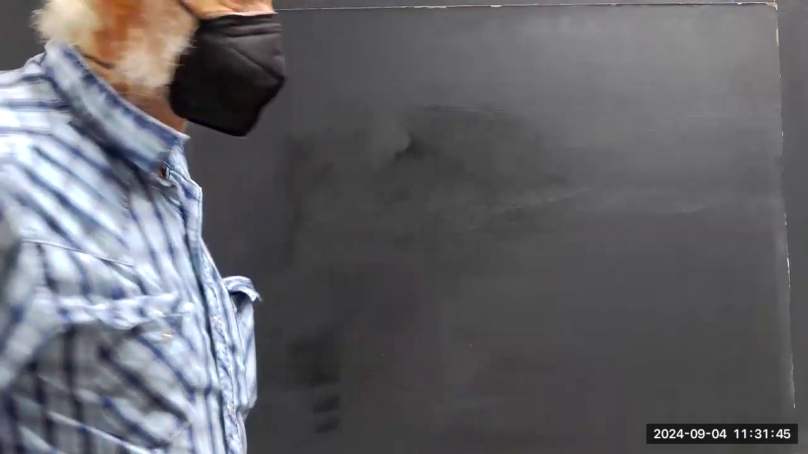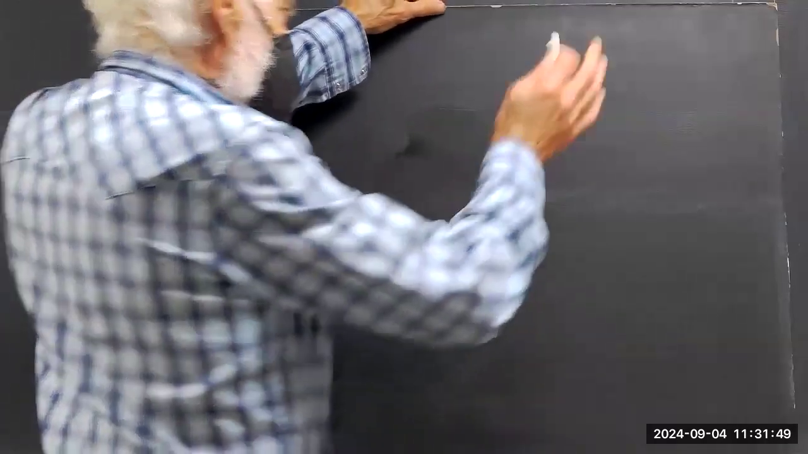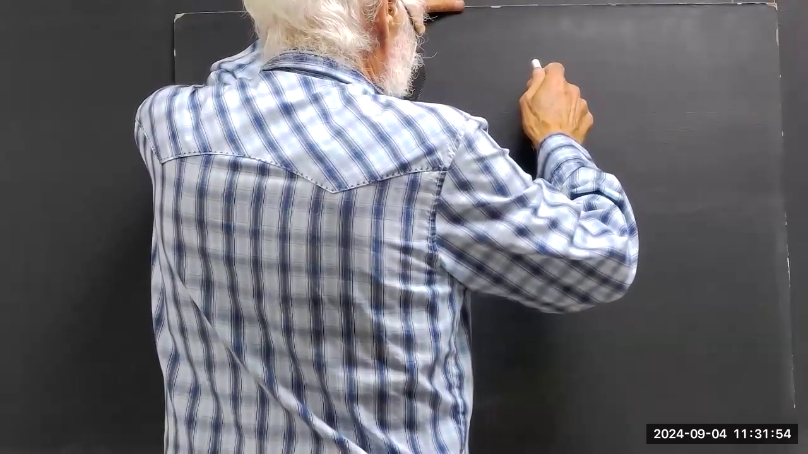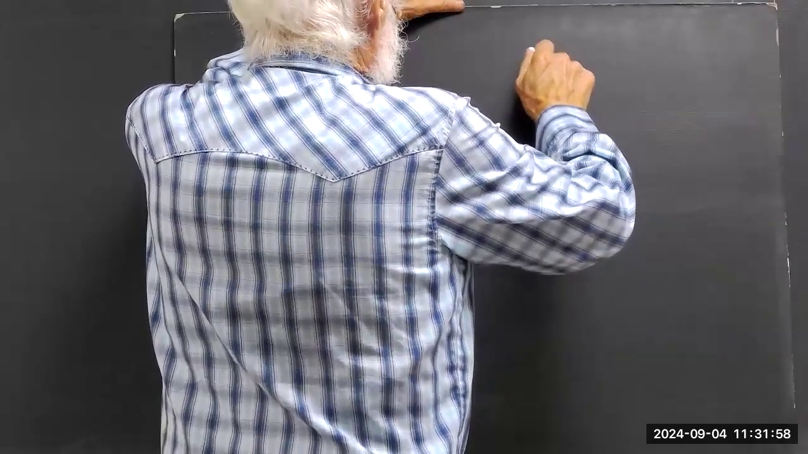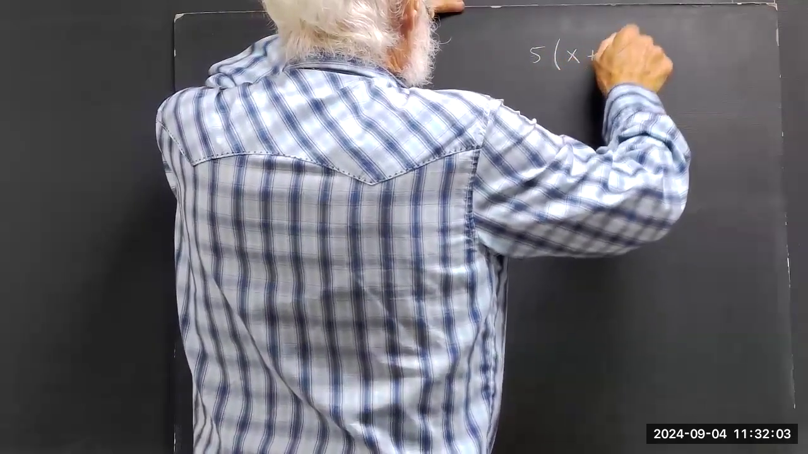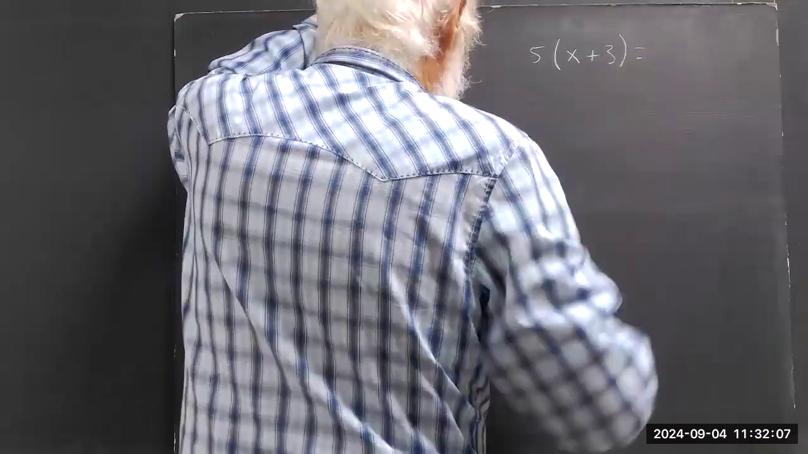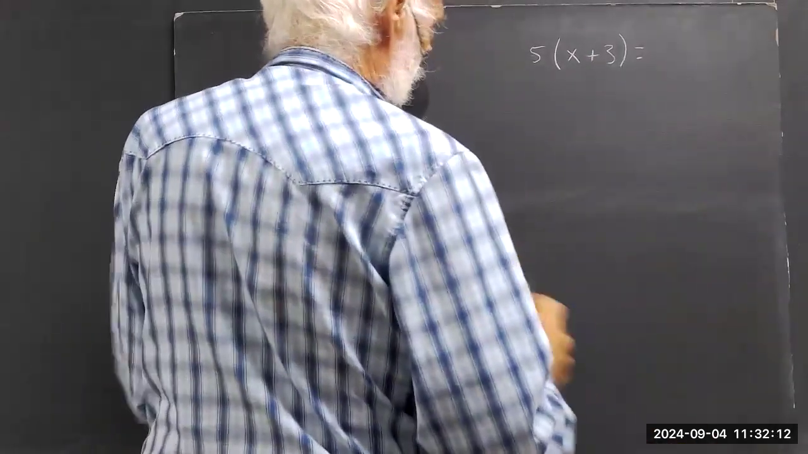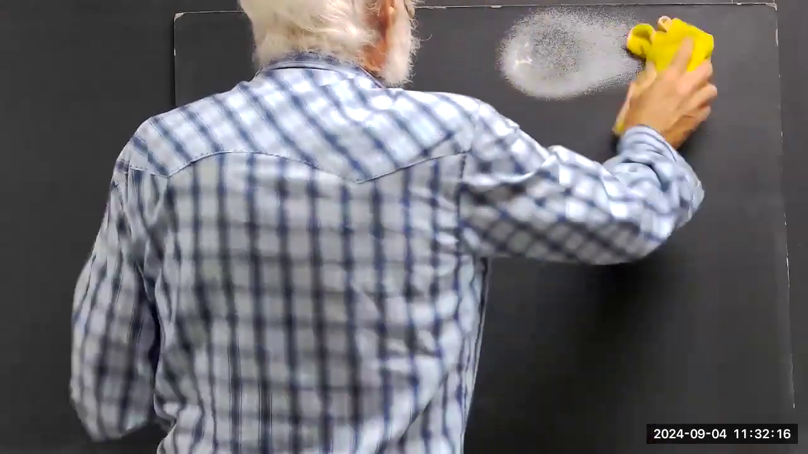But there are some sticking points in some of these problems. Usually people stumble a little bit. Okay, let's try 5 times x plus 3 equals. I'm going to take that back. I want to do something like that, but I want to do that after I do this.